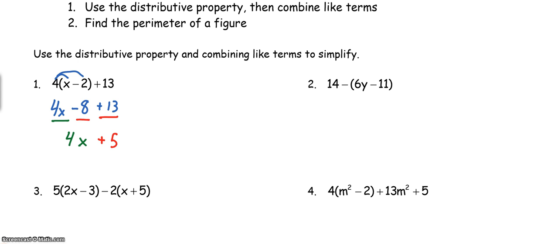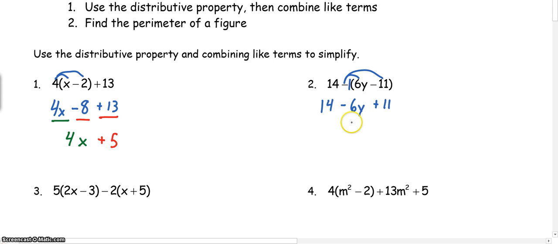Number 2. In number 2, we have 14 minus parentheses 6y minus 11. This negative, remember, really has a negative 1. So we're going to distribute a negative 1 into parentheses. So we have 14 minus 6y plus 11. Then we're going to combine like terms. Negative 6y has nothing to combine with, so it stays the same. 14 and 11 are both constants, so they combine when we add them to be 25.